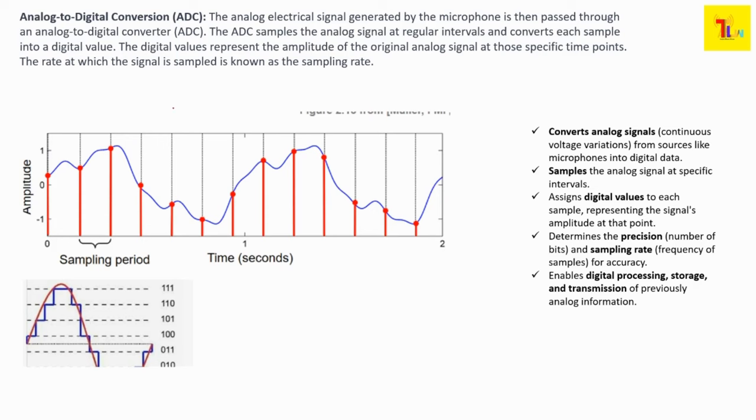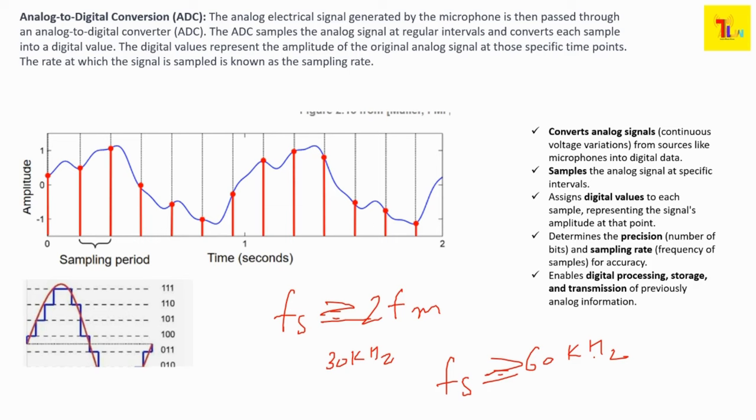Here we are doing sampling. I'm not going into much depth on the sampling theorem, but as per the Nyquist criteria, we take the sampling rate FS greater than or equal to 2 times FM, right? If we are taking a voice sample, voice is generally up to 30 kilohertz, meaning our vocal cord cannot vibrate more than 30 kilohertz. So we can assume 30 kilohertz is the highest frequency, so the sampling rate FS must be greater than or equal to 60 kilohertz. Sometimes people follow 40 kilohertz, but 60 kilohertz is the maximum sampling frequency.